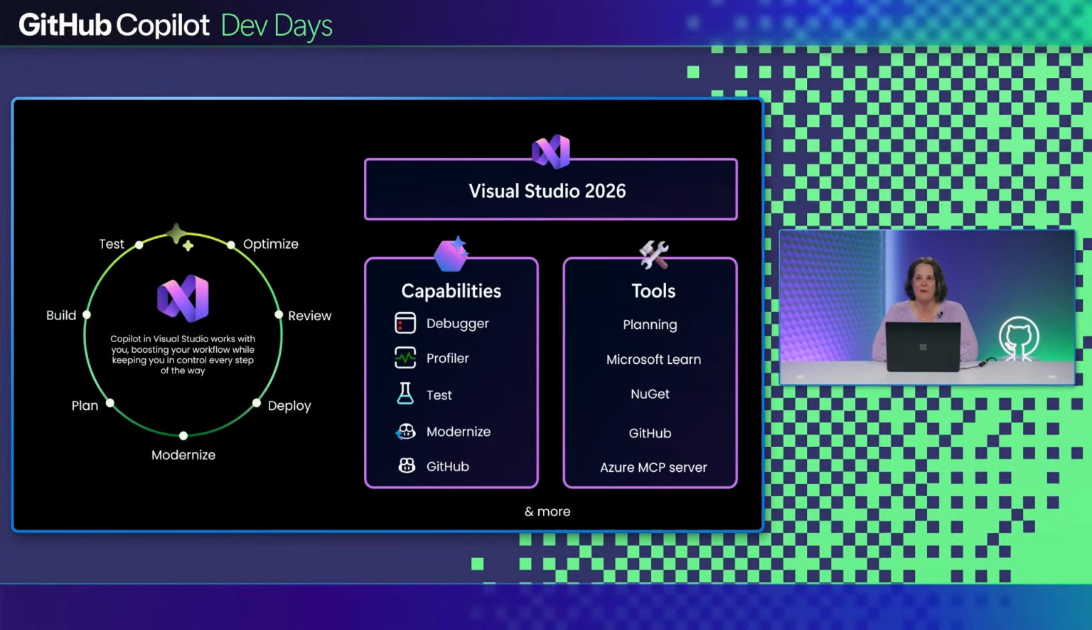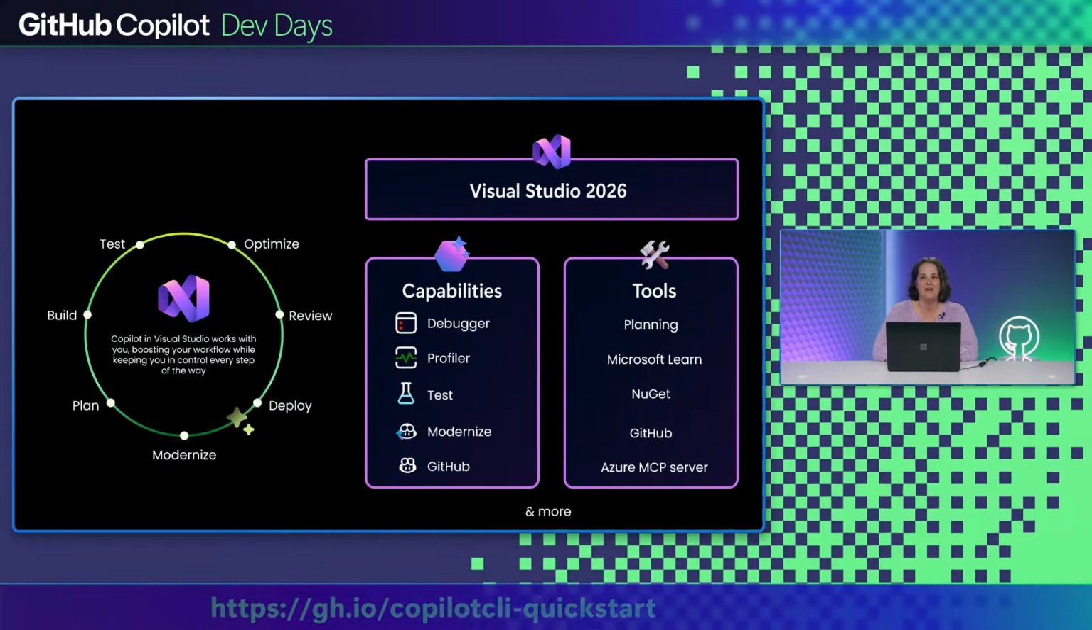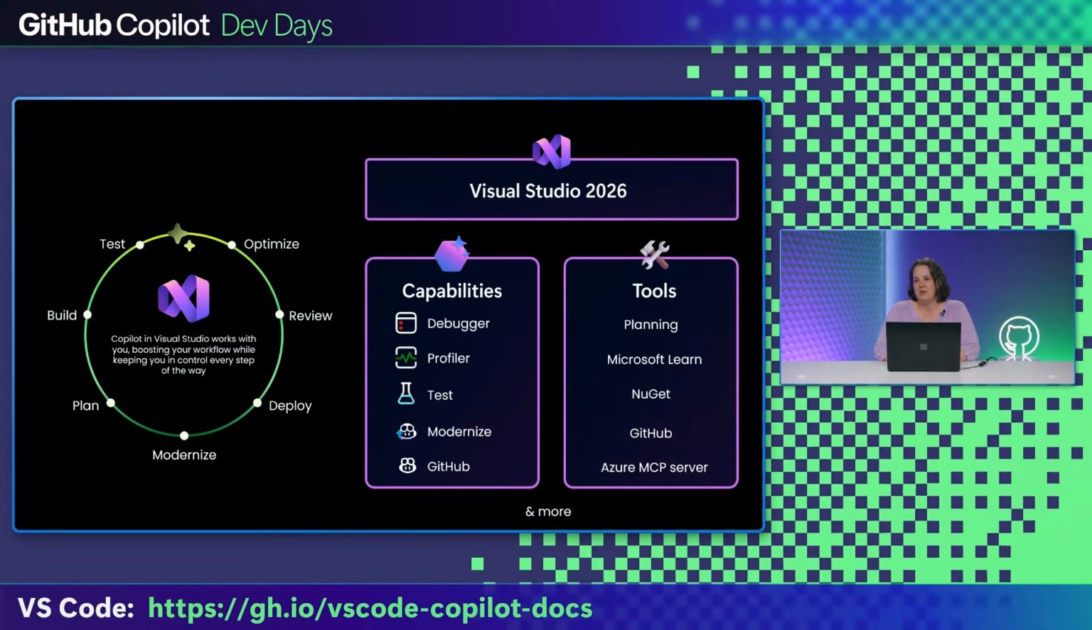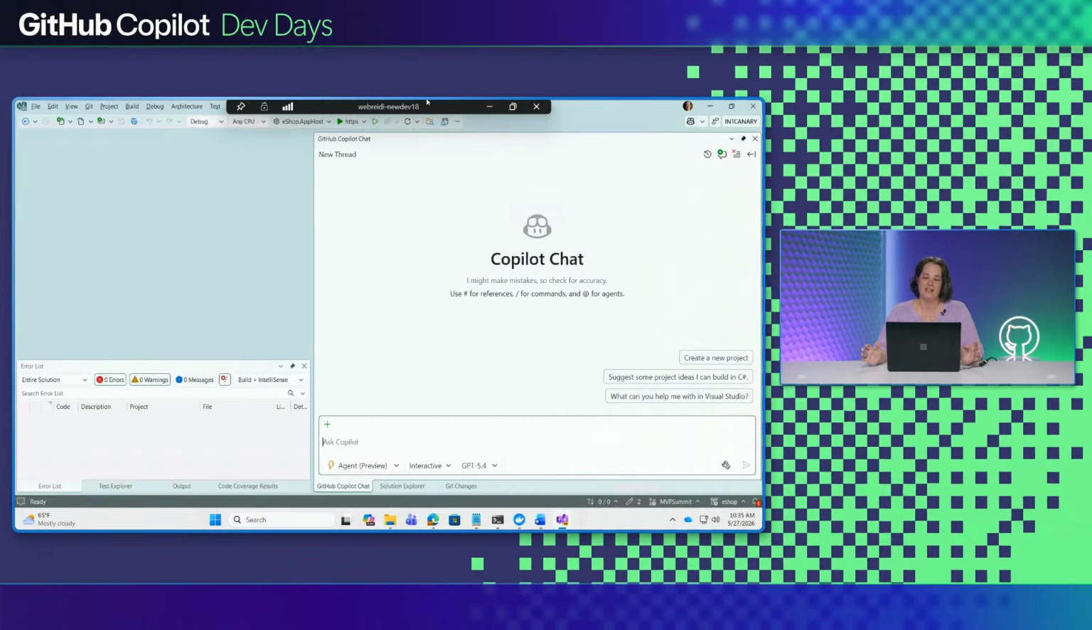Hello, I'm Wendy Briding. I am a product manager on the .NET team, and today I am excited to talk to you about the cool things that Copilot in Visual Studio 2026 provides. Visual Studio 2026 works with you to enhance your workflows. So whether you are planning, building, testing, optimizing, reviewing, deploying, or even modernizing your code, Copilot in Visual Studio 2026 provides you with an extra set of tools that makes it easier and faster for you to get what you need to get done. One slide, and then I'm going to dive right into Visual Studio and start showing off a lot of the really great things that we have.